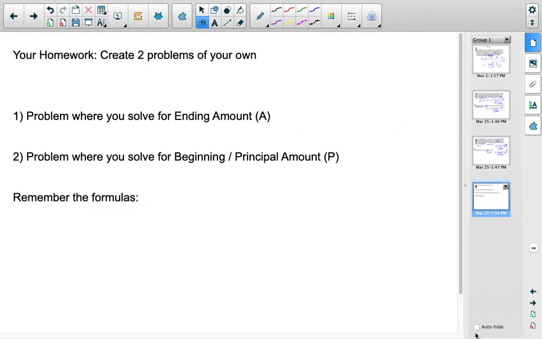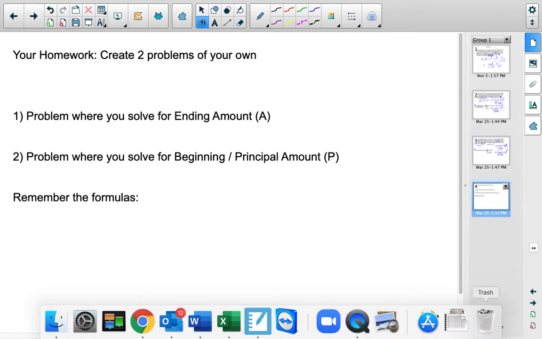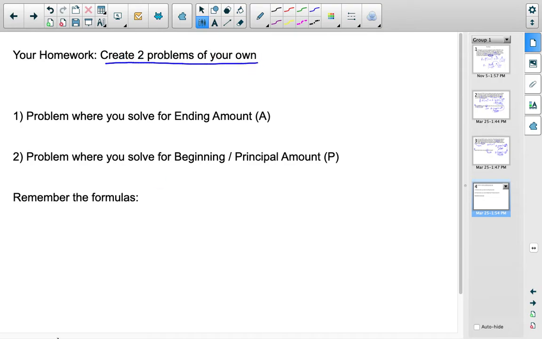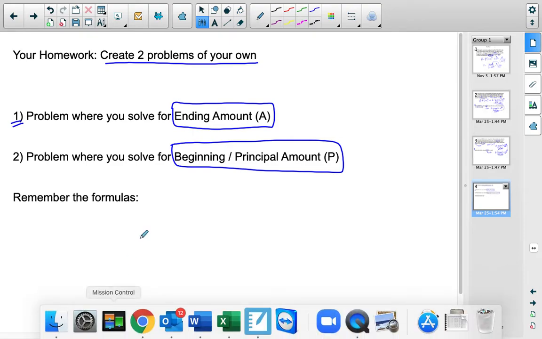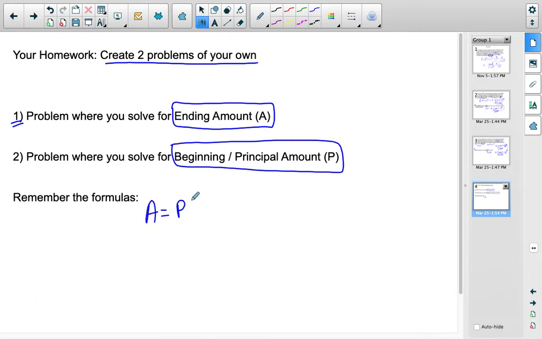Okay, so lastly, this is going to be your homework. Your homework is to create 2 problems of your own. Problem number 1, create a problem where you solve for the ending amount, A. And problem number 2, a problem where you solve for the beginning amount, P. Remember the formulas. Ending amount, A, equals my beginning amount times a growth factor raised to a power. And my initial amount is my ending amount divided by that growth rate raised to a power. So give that a shot.